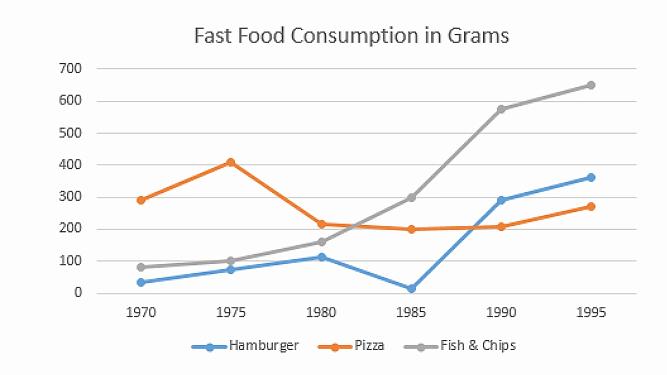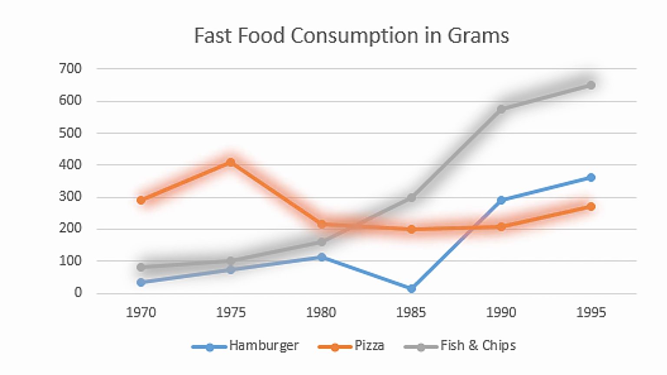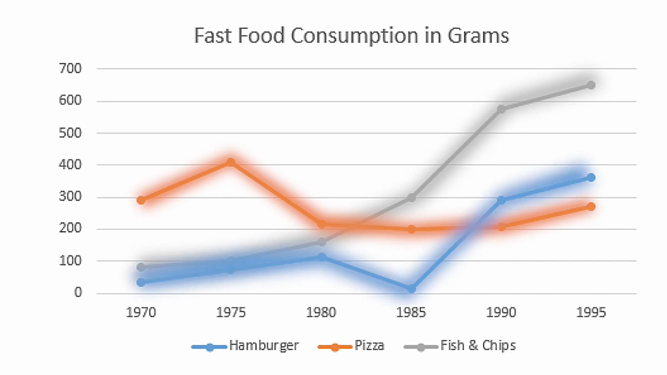Well, in this graph, you could mention that the consumption of fish and chips has consistently risen. That in 1970, pizza was the most consumed fast food, but by 1995, it was the least. And despite a dip in 1985, hamburgers have had a steady increase.